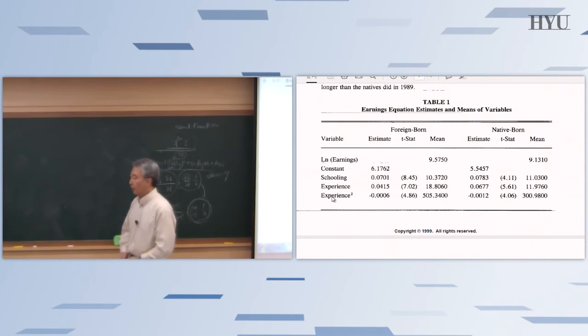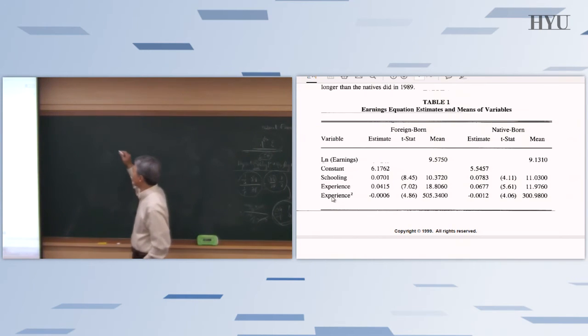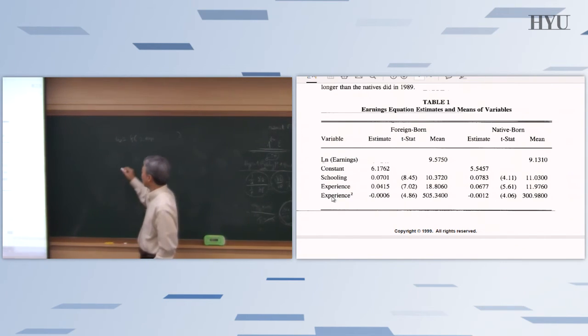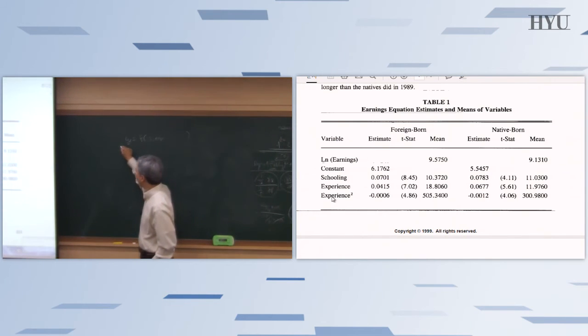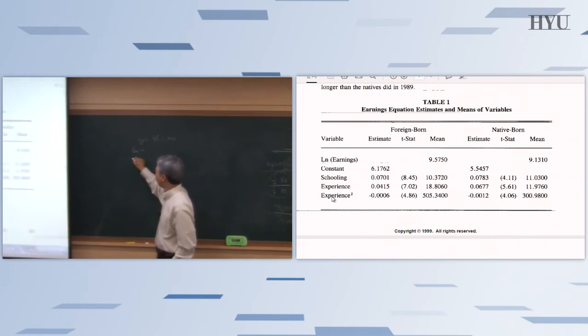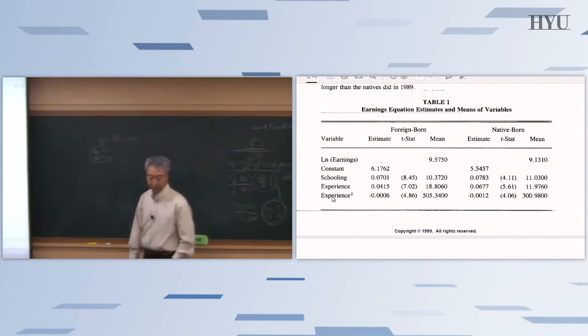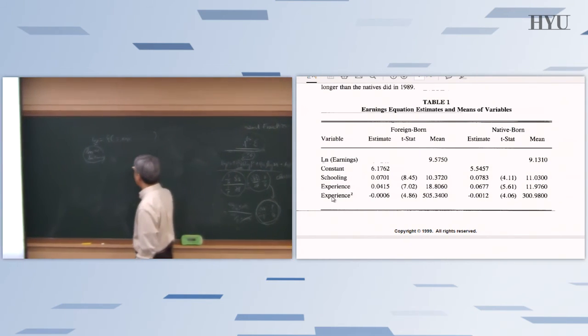Well, so far, when I explained multiple regression, I simply used wage as a function of schooling, experience, and so on. But in real research, instead of using wage or actual earning, we typically use log of wage or log of earning. Why do we do that? Well, there's a very good reason.